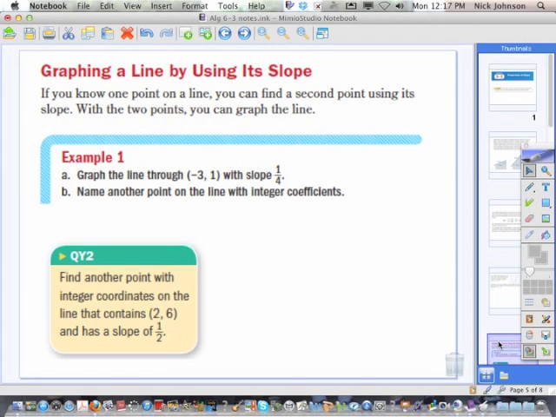Moving on. It says graphing a line by using its slope. If you know one point on a line, you can find a second point using its slope. With the 2 points, you can graph the line. Example 1 says, graph the line through (-3, 1) with the slope of 1/4.